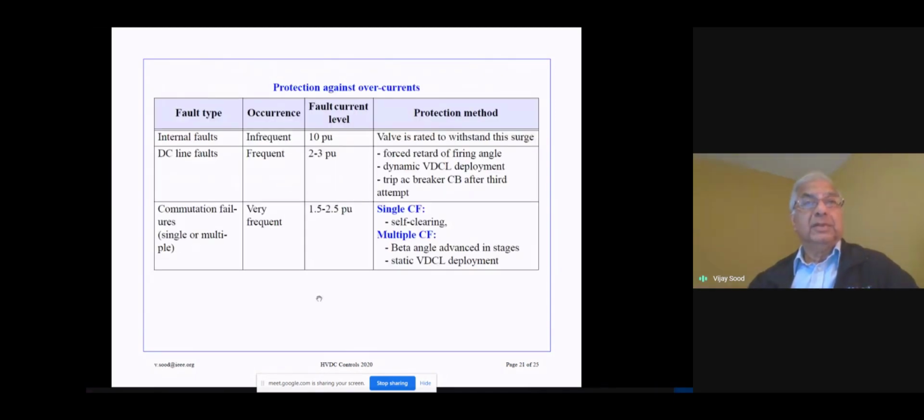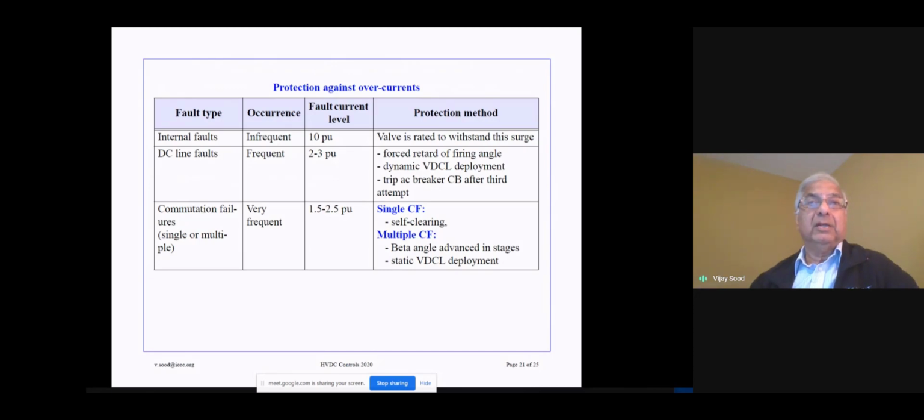So internal faults, which are fairly infrequent, the fault current can go up to 10 per unit level. The valve is usually rated to withstand this for a single shot. So the valve will take this kind of current, but these are fairly infrequent faults. A DC line fault, these are fairly frequent because DC lines are fairly long. They're open to lightning strikes and so forth. The fault current level will be typically 2 to 3 per unit.